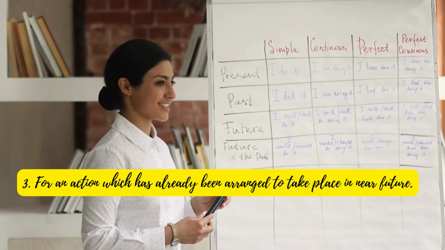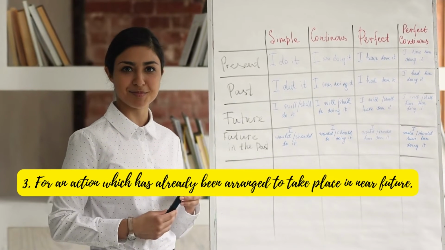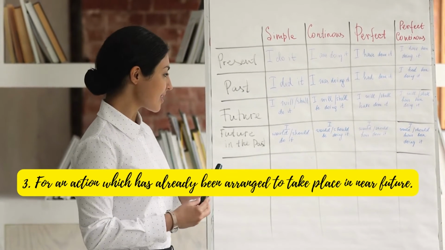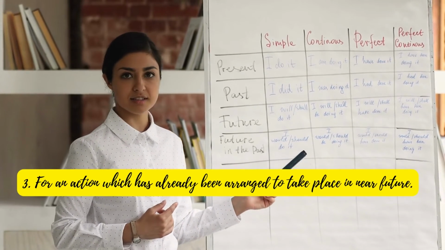Thirdly, it is used to express an action which has already been arranged to take place in the near future. For example, Wilson is arriving tomorrow. I am going to the party tonight. They are leaving next week.